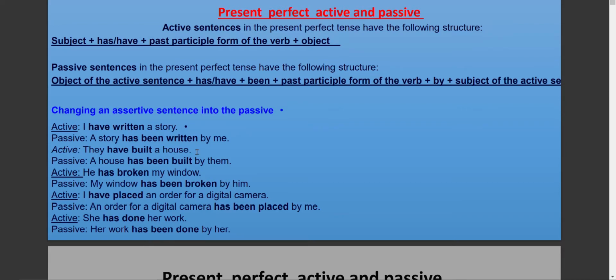Active: they have built a house. Passive: A house has been built by them, right? Active: he has broken my window. Passive: My window has been broken by him, right? I think it's clear, just need more concentration. تركيز أكثر. Active: they have placed an order for a digital camera. Passive: An order for a digital camera has been placed by them. Active: she has done her work. Passive: her work has been done by her. She تأخذت من her. Right?